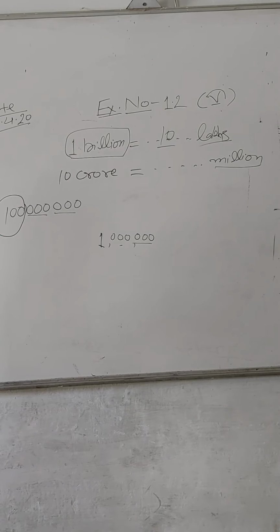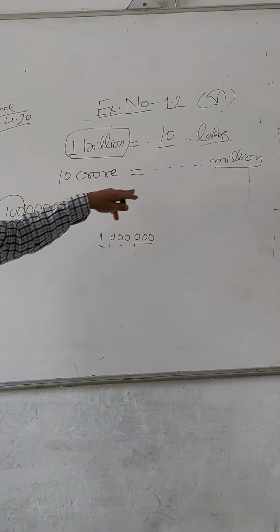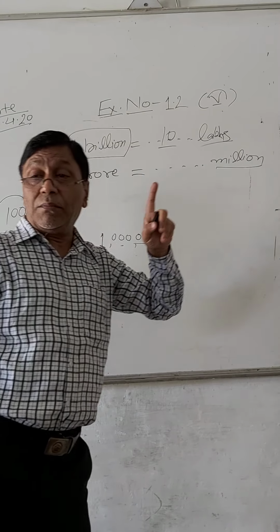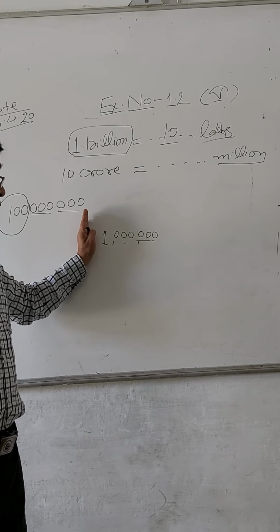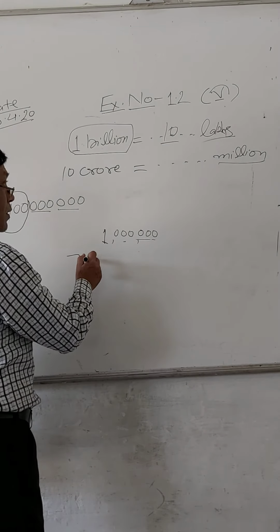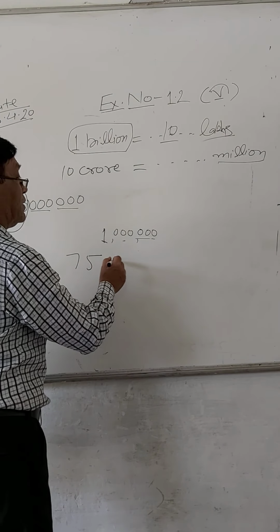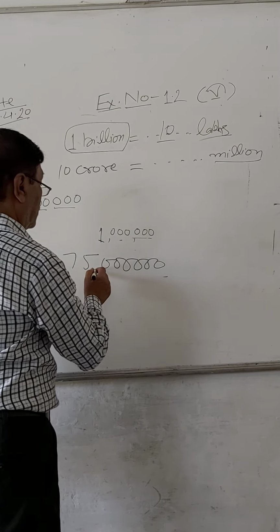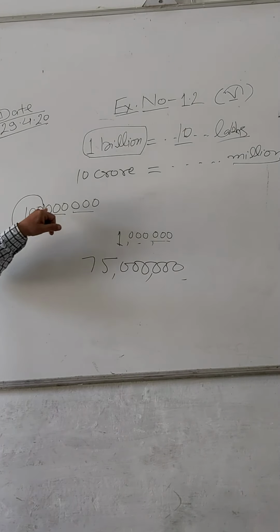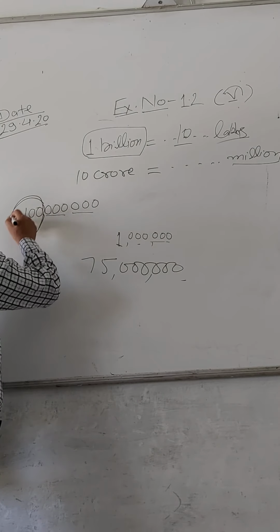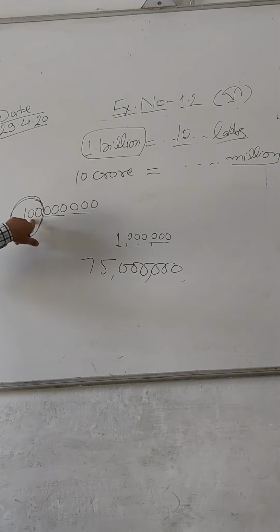Clear? First write crore, and after that find out how many zeros come in 1 million. So how many zeros? 6 zeros. After 6 zeros, whatever the number, suppose you have to write 75 crore in million, after 75 put 6 zeros. This can be read 75 million. Now here, whatever the number, how much is it coming? 100. So it can be read 100 million.